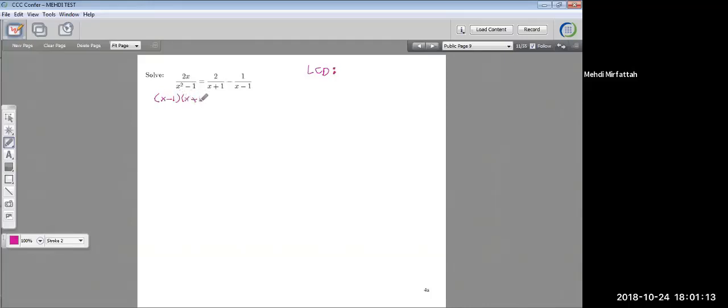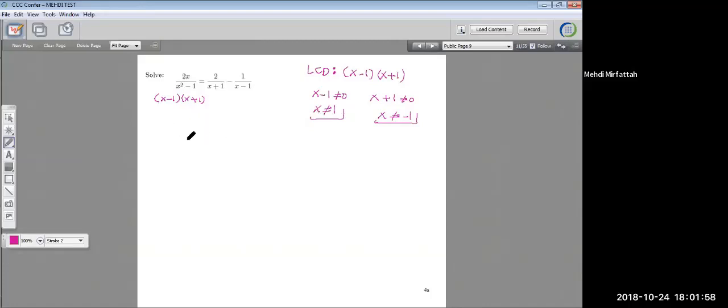So now I can see my LCD among all these three terms would be x minus 1 times x plus 1. Now you want to make a note here, because I have a variable at the bottom of the fraction. Right away you want to note that x minus 1 cannot be equal to 0. Therefore x cannot be equal to 1. At the same time, x plus 1 cannot be equal to 0. That means x cannot be equal to -1. We're making these two notes here. So if I solve this equation and I find x equal to 1 or minus 1, I'm going to exclude those as part of my final solution.